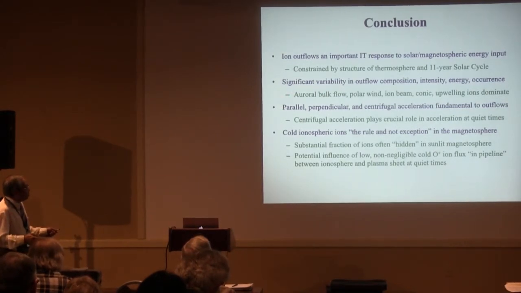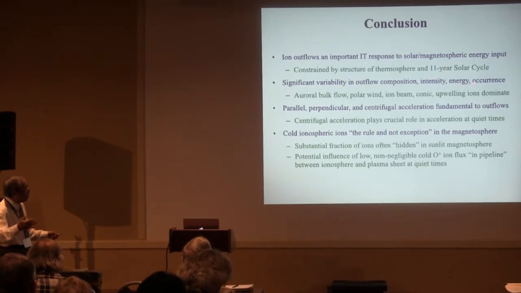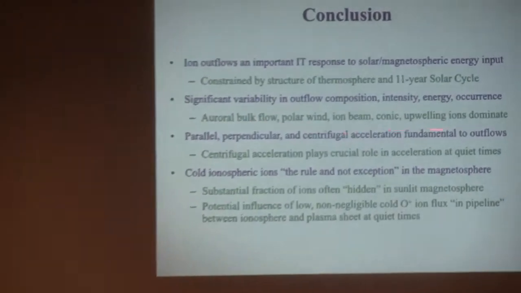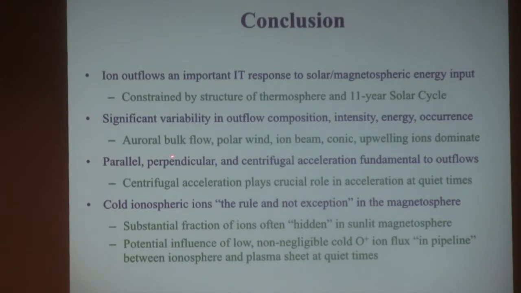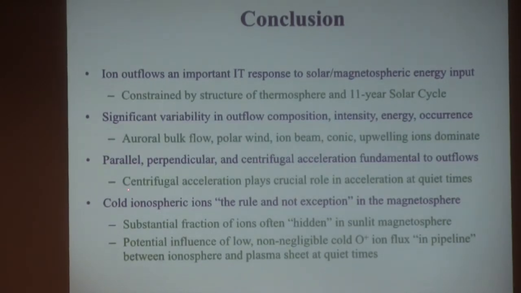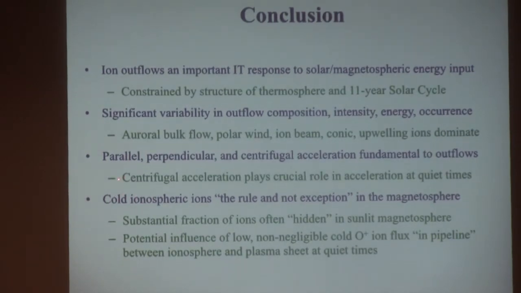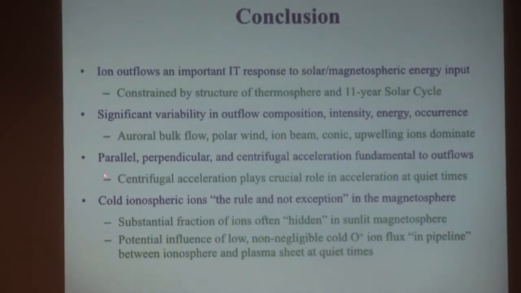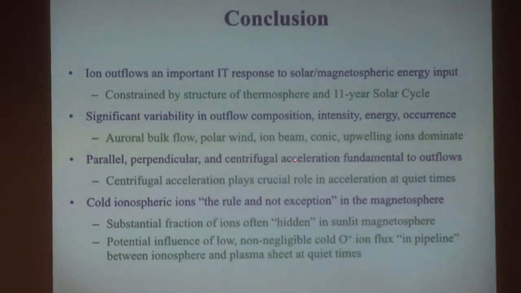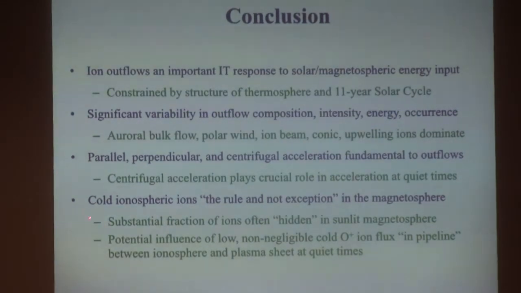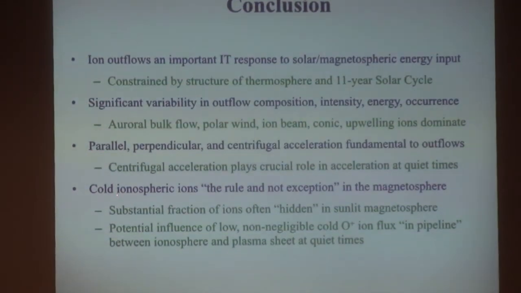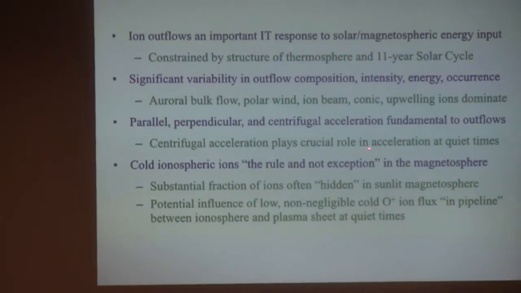There's clearly very significant variability in the composition, in the intensity, in the energy, and in the occurrences of the various populations, the dominant populations being the aerobe upflow, the polar wind, and also the ion beams and conics. In terms of the acceleration mechanisms, I think parallel and perpendicular acceleration as well as centrifugal acceleration all play an important, even critical role in the overall acceleration of the ion outflow. And the bottom line is that by now it's quite clear that the cold ionospheric ions are really the rule rather than the exception in the magnetosphere.